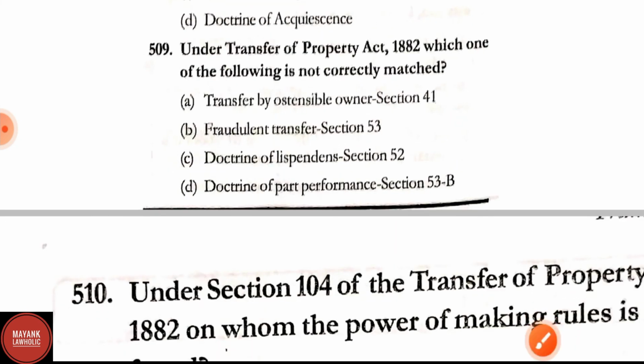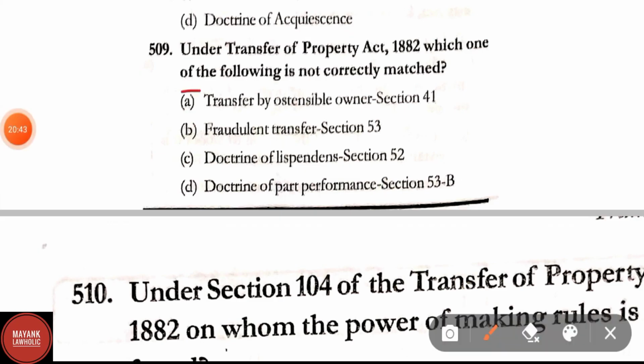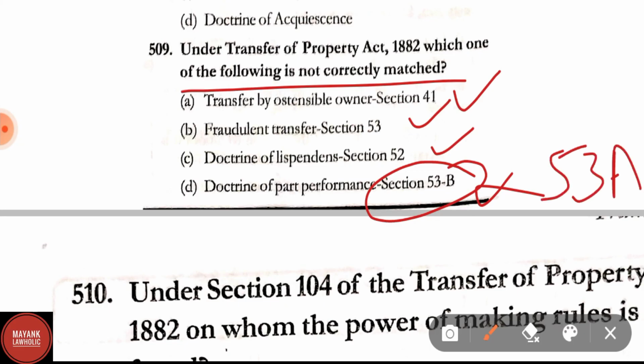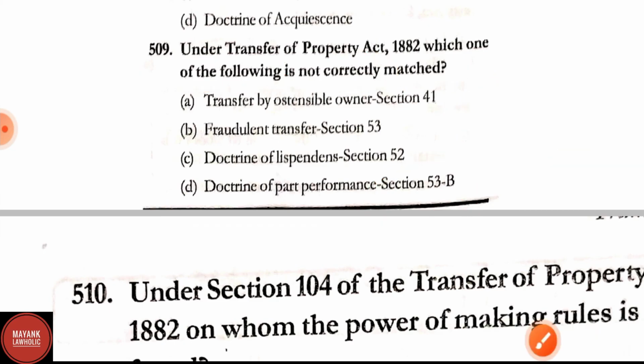Question number 509. Under the Transfer of Property Act, which one of the following is not correctly matched? Option A, transfer by ostensible owner, Section 41, fraudulent transfer, Section 53, doctrine of lis pendens, Section 52, doctrine of part performance, 53B. This is not correctly matched. This is Section 53A. Doctrine of part performance, Section 53A. Here in this question it has been asked which of the following is not correctly matched. So option D will be the right answer.